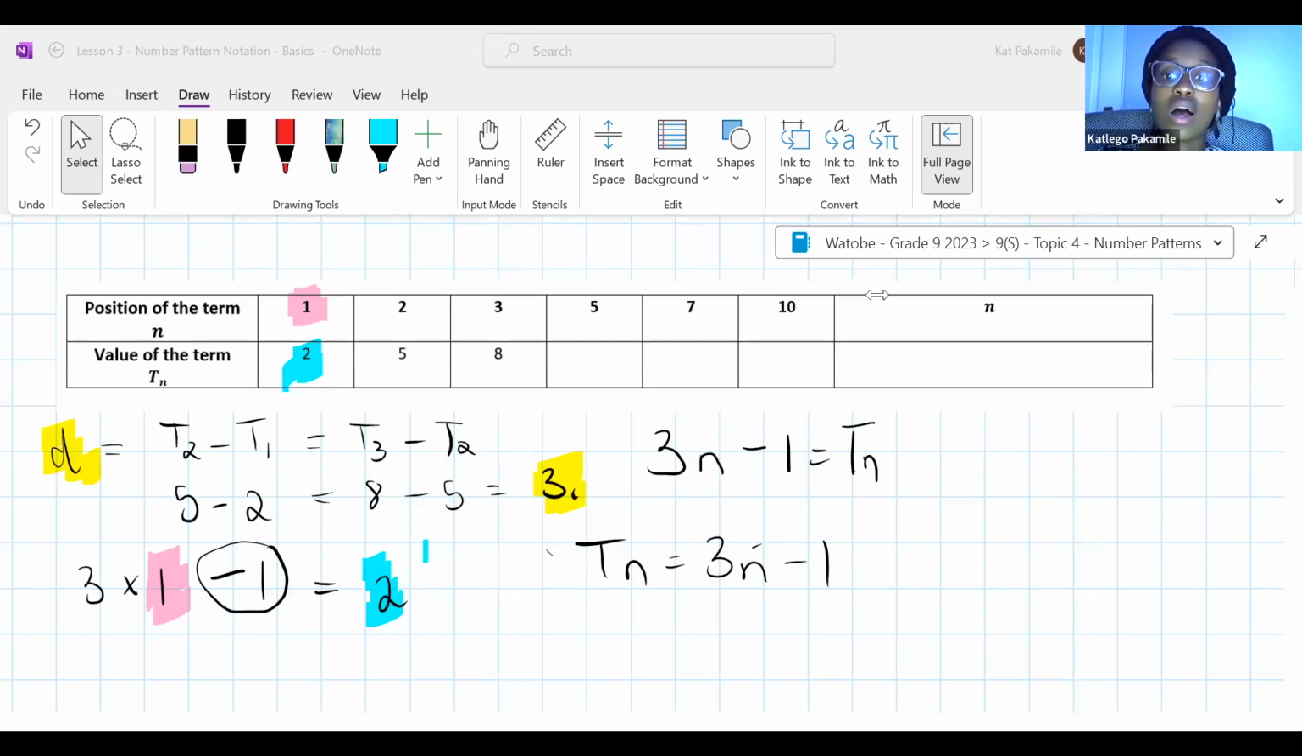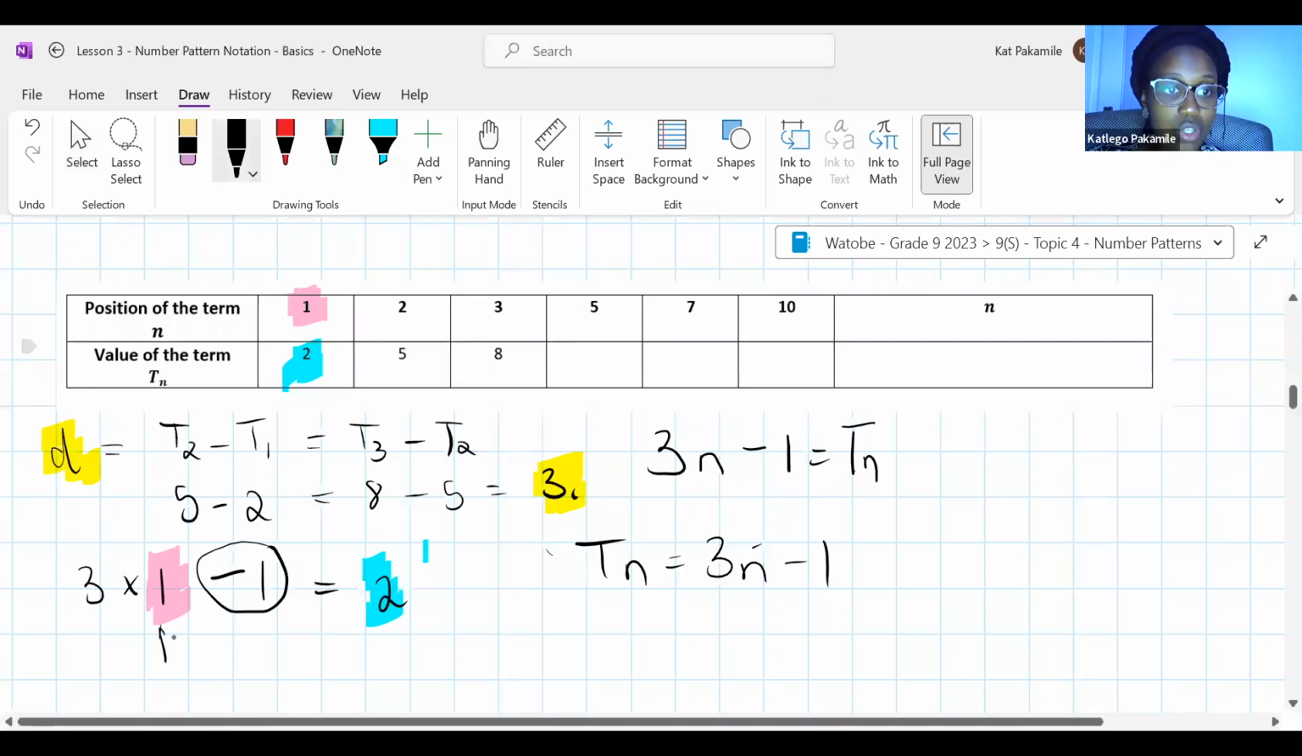The TN difference. Okay, Minenhle, do you understand the part where we got that general formula? Yes, ma'am. Okay, so we are just substituting the values that we had here with the correct notation. Do you agree that we said N is the position of the term? Yes, ma'am.